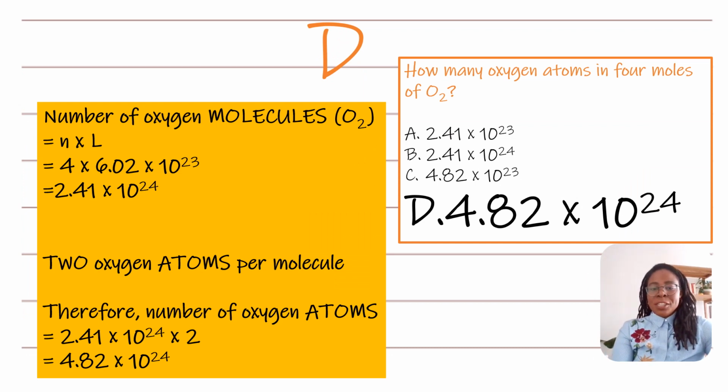For our next question, the answer is D. The number of oxygen molecules, again, is moles times Avogadro's number, which gives us 2.41 times 10 to the 24, but they're asking for the number of atoms, and there are 2 oxygen atoms in every oxygen molecule. So we multiply that value by 2 to get 4.82 times 10 to the 24 oxygen atoms in 4 moles.